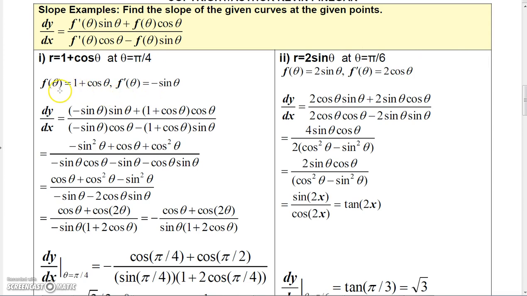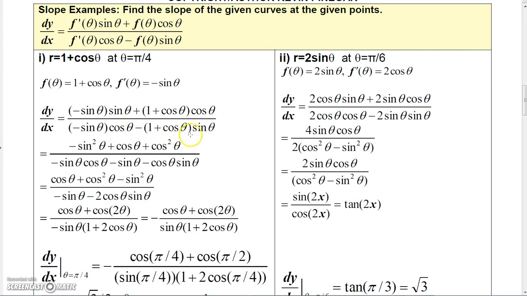But basically, I'm going to start this one again and just go over the first part quickly. So the derivative of this is, of course, minus sine theta. So you have minus sine theta times sine theta, 1 plus cosine theta from the formula. And then on the bottom, you have minus sine theta cosine theta minus 1 plus cosine theta sine theta. And then when you multiply, you get minus sine squared theta plus cosine theta plus cosine squared theta. And then on the bottom, you have minus sine theta cosine theta here.